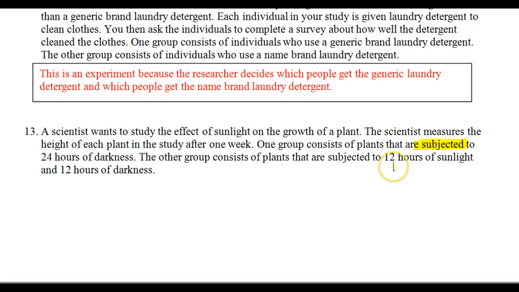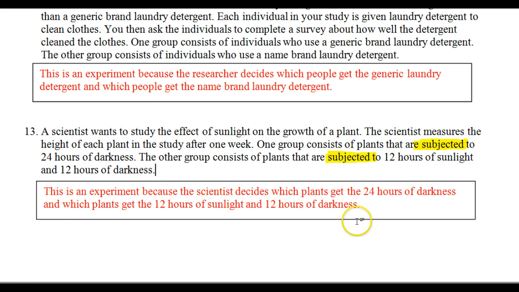The plants are subjected to 24 hours of darkness. The other plants are subjected to 12 hours of sunlight, 12 hours of darkness. If they're being subjected, then that means that the scientists are deciding who's getting the 24 hours of darkness. So this is definitely an experiment for that reason. So you might write it up like that. This is an experiment because the scientist decides which plants get the 24 hours of darkness and which plants get the 12 hours of sunlight and 12 hours of darkness.